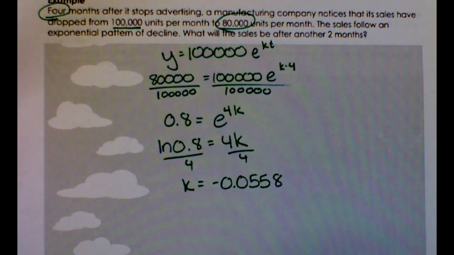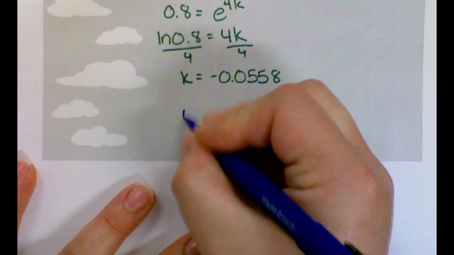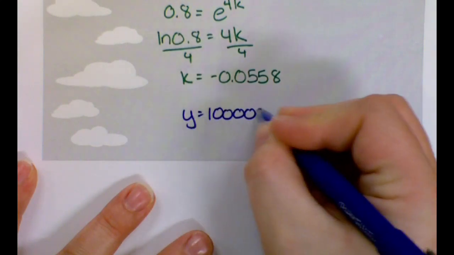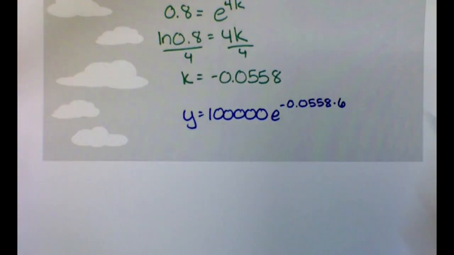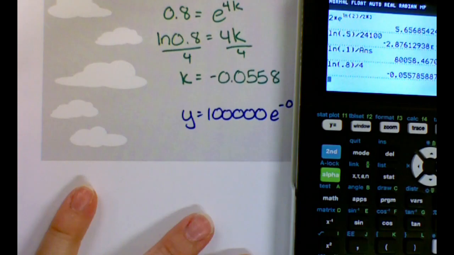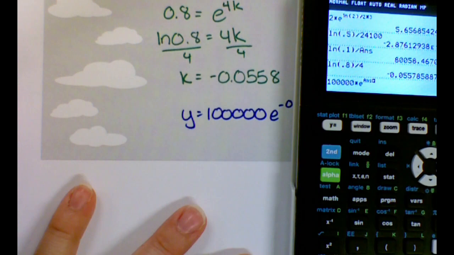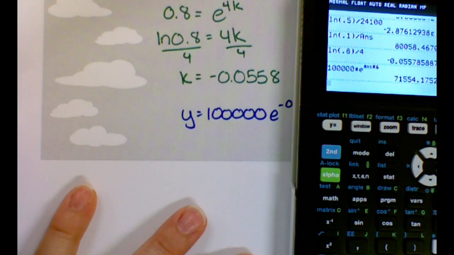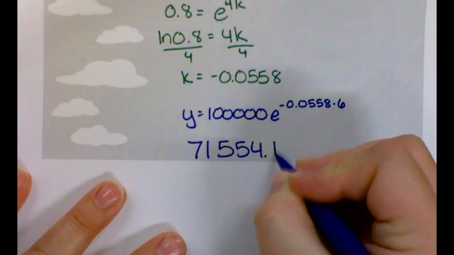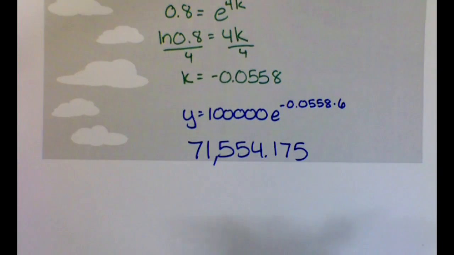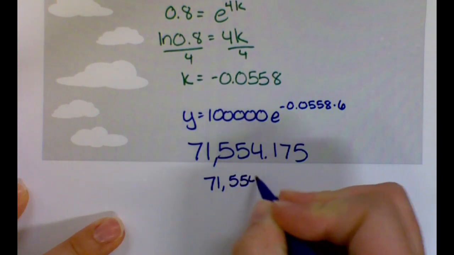So I want to know the sales when t is actually 6 months. So I'm going to take y equals 100,000 e to the negative 0.0558 times 6. Well, 6 months. So now I'll take 100,000 times e to the second answer times 6, and I get 71,554.175. It's in units, so we probably would drop the decimal and say 71,554 units.